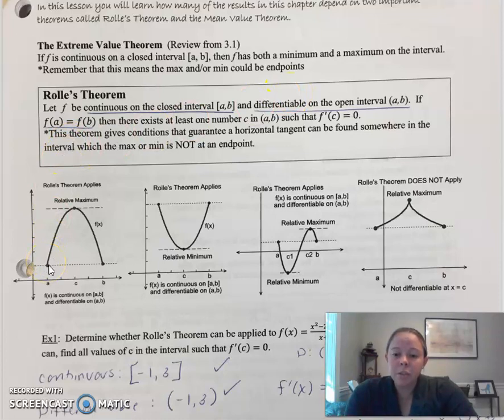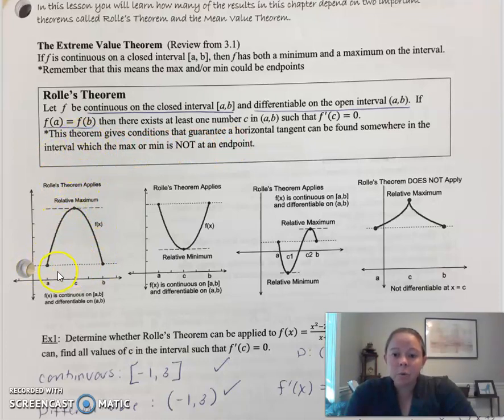Then, and you can imagine this, if you are trying to get from point A to point B, if you go off of that horizontal line, you'll have to curve back around to get to B, even if you go below it too. So you're going to have to create at some point in that interval a slope of 0. Okay? So this theorem gives conditions that guarantee a horizontal tangent that can be found somewhere in the interval in which the max or min is not an endpoint. So that's kind of in layman's terms. And that's what this did.